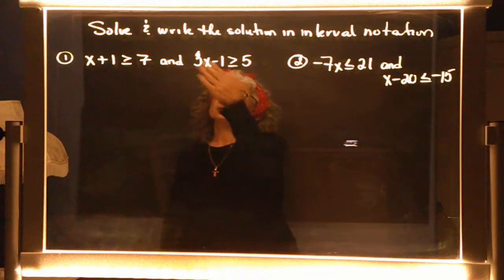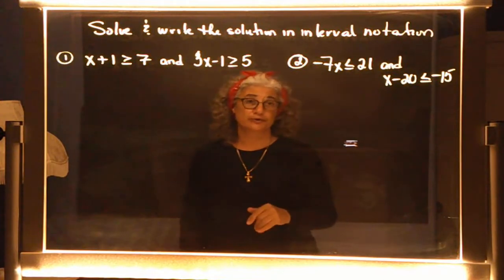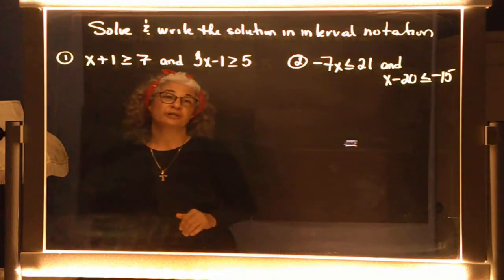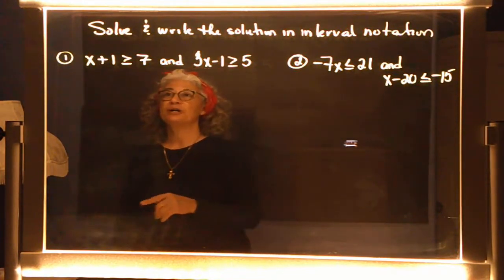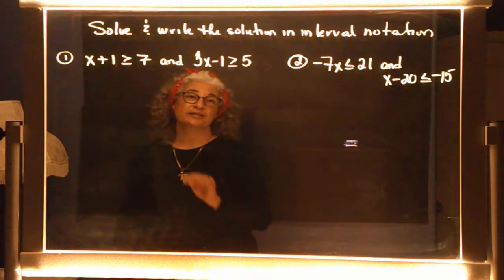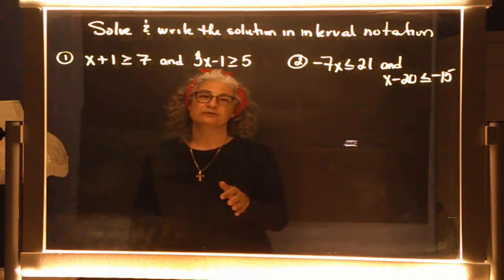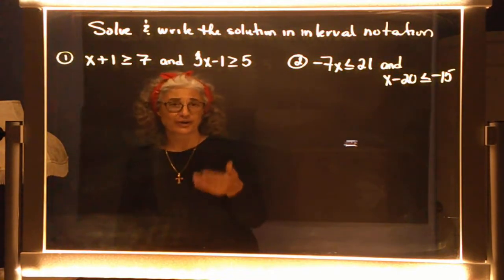Okay, so let's look at the set of directions. They're asking us to solve and to write the solution in interval notation. So let's look at number 1. Do you notice in number 1, they gave me 2 inequalities, and it's joined by the conjunction and. So, first things first, they're asking us to solve, correct?